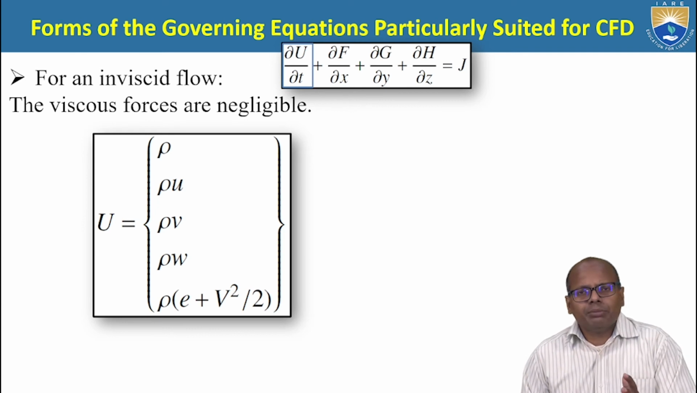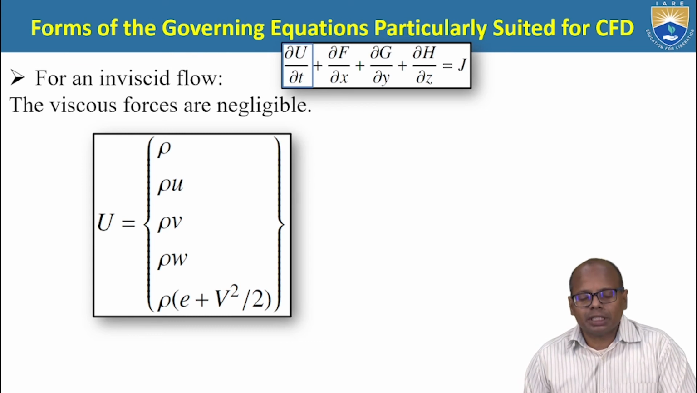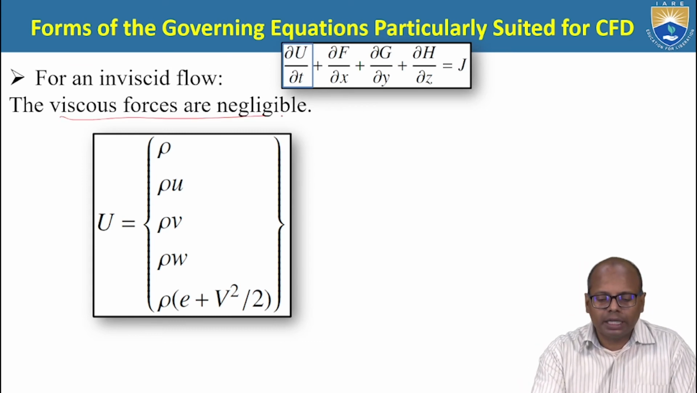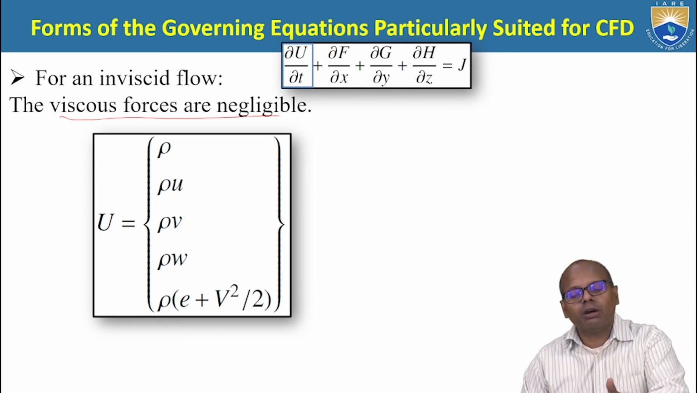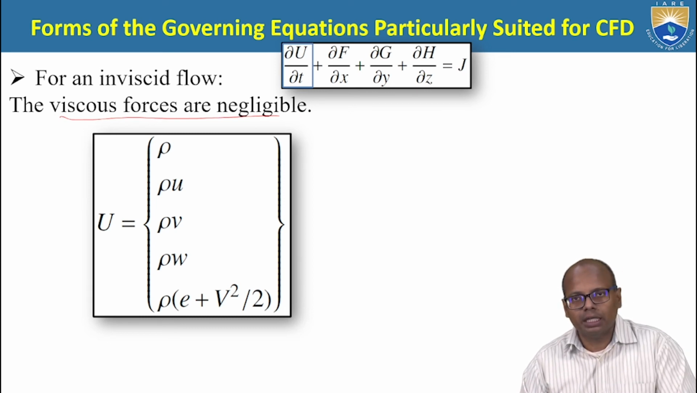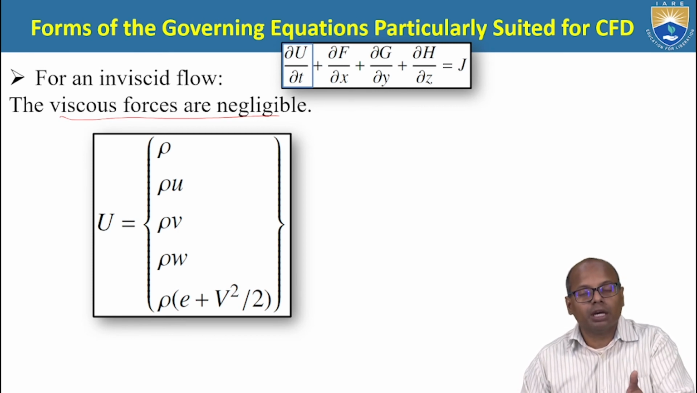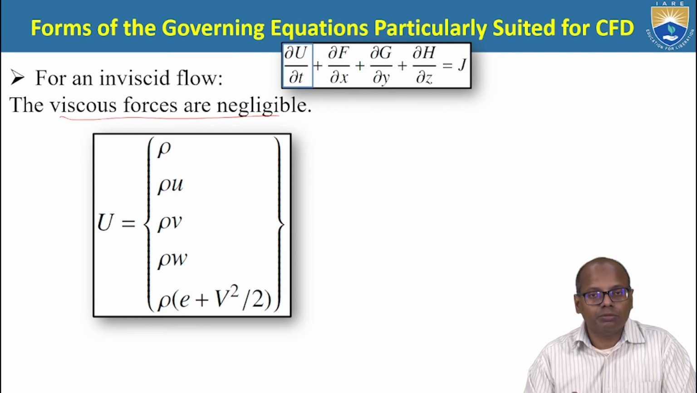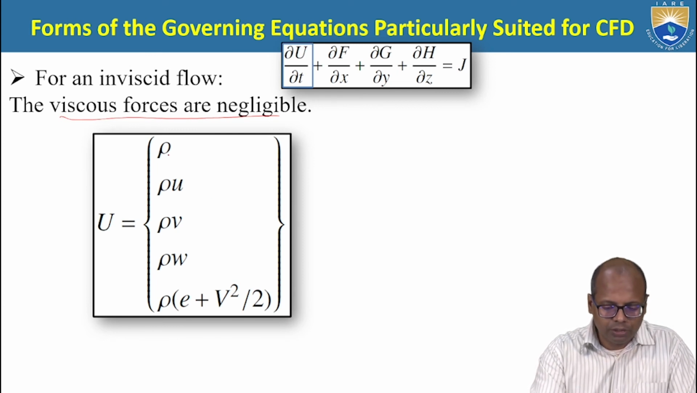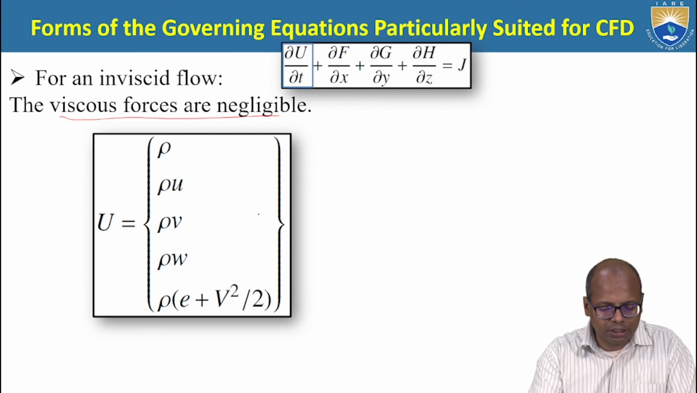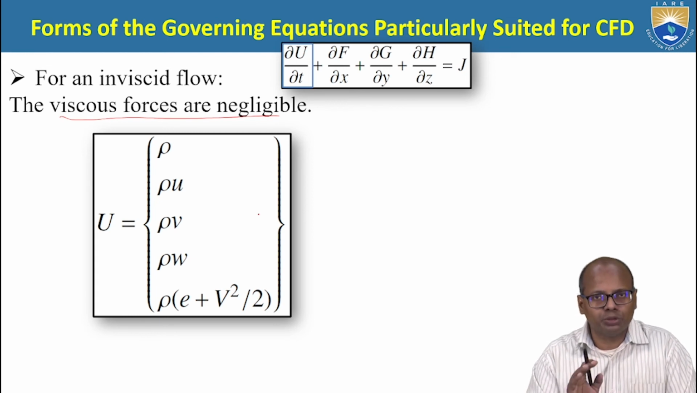Now, in some cases, the flow is inviscid. So what do you mean by inviscid? The viscous forces are negligible. If the viscous forces are negligible, what is going to happen to this generic equation, to the column vectors? Here, is there any viscous term for U? If you consider U, there is no viscous term, so nothing is going to happen to U.